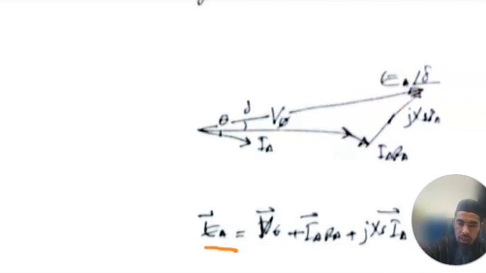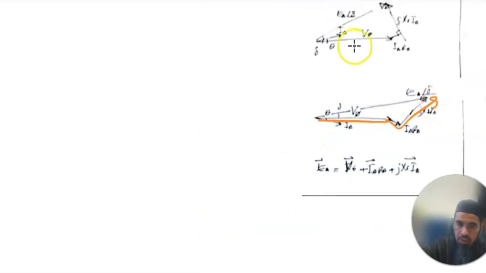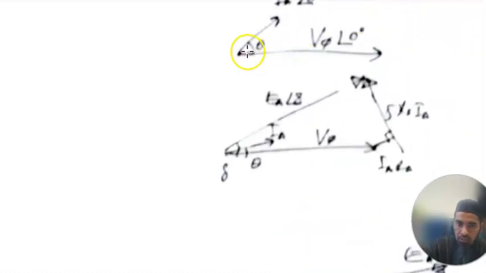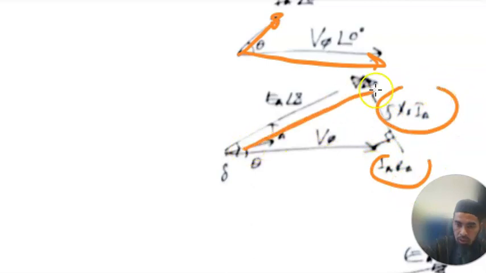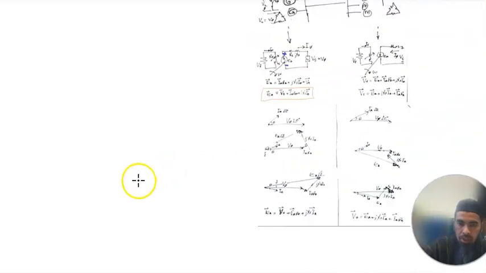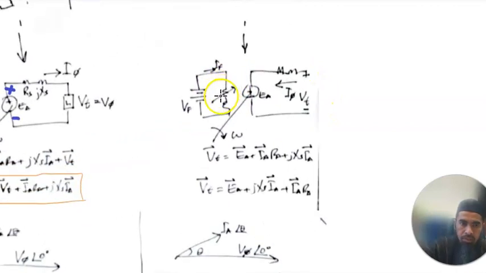Direct, forward, direct to the point, positive, positive, positive. But for motor, the drawing starts with V phase as our reference, then I phase as our reference, then only you plus IARA plus JXSIA, and you will produce your EA. Simple. You can repeat or replay my video to digest what I'm trying to deliver.